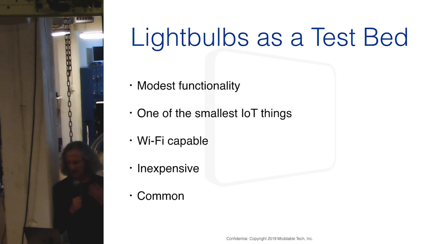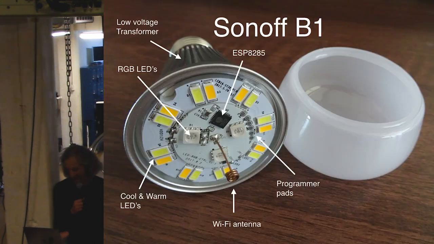So I love light bulbs as a test bed. The functionality is pretty simple, like on, off, bright, maybe color. It's one of the smallest IoT things. A lot of them have Wi-Fi. Super cheap, super common. I don't have to explain to you what a light bulb is to get you to start to understand this stuff, hopefully.